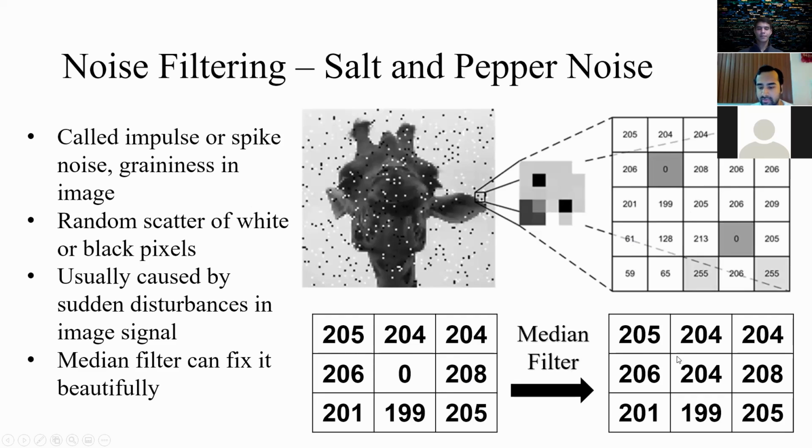205 or 208 would get shoved to the right, and the median value is going to be 204. So that's where you're going to be putting in this spot right here. And like this, you can go across this entire image and remove the salt and pepper noise.